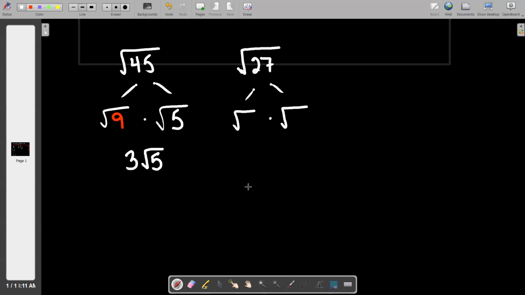9 and 3, right? So I'm going to put the red list number first. My 9 goes first because he's the good guy. And then the trash leftover number is the 3. So what would I say is my answer? 3 root 3. Still good? Okay, how about this one? How about the square root of 500?